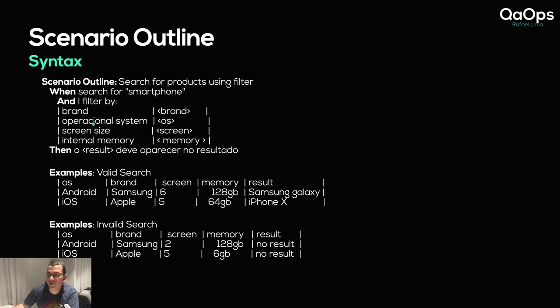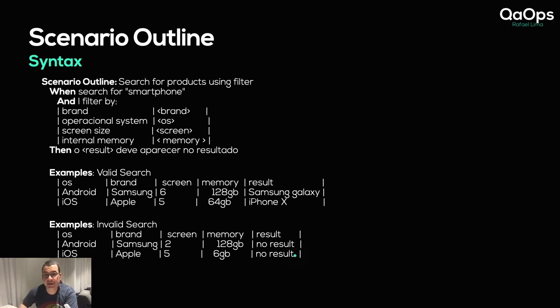So the first time it runs, it's going to execute this line, get this table, and look for the brand value, and it's going to find the brand value here and use Samsung. The next one is going to use Android, and then the screen is going to use the data for this line here. The second time you run, so we finish the scenario, great, it's going to run again because there is another line, and now it's going to run again using this line here. And then it's going to run a third time using this line, and a fourth time using this line. So this same scenario is going to be executed four times.